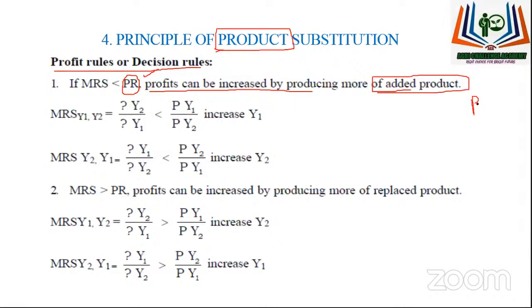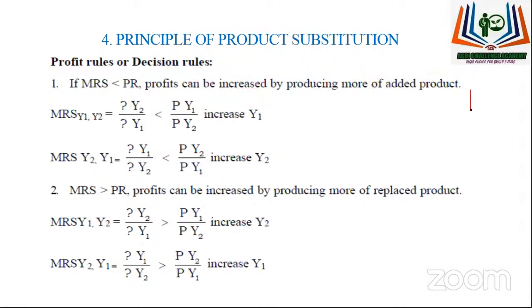This is taken as a price ratio, price of y1 by price of y2. Here paddy is our replaced product and cotton is the added product. This is the price of the cotton divided by the price of the paddy, the inverse price ratio. Remember, marginal rate of substitution is the change in the replaced product by the change in the added product.